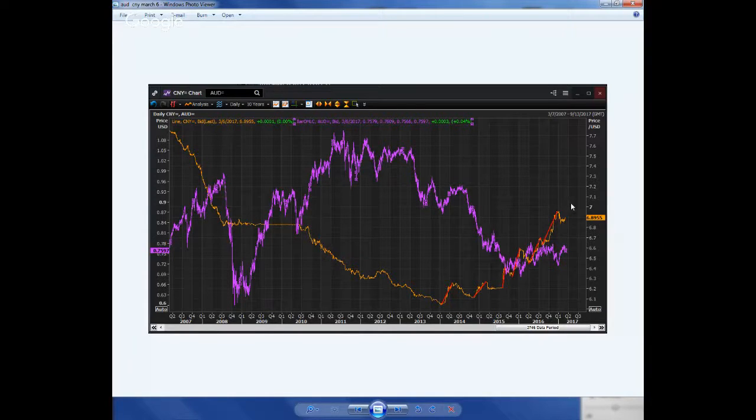What does it have to do with Australia? Well, I've used for a long time the trading value and, more importantly, the trend of the yuan as the most reliable indicator of what's going on with the Chinese economy.